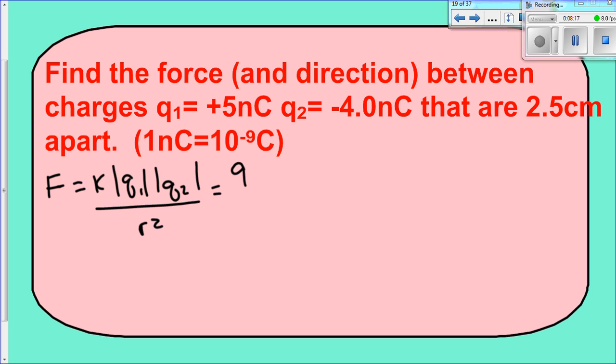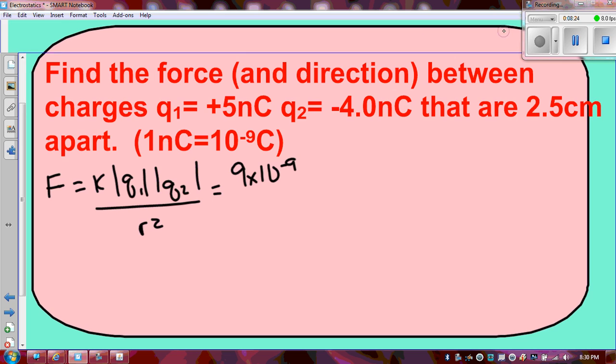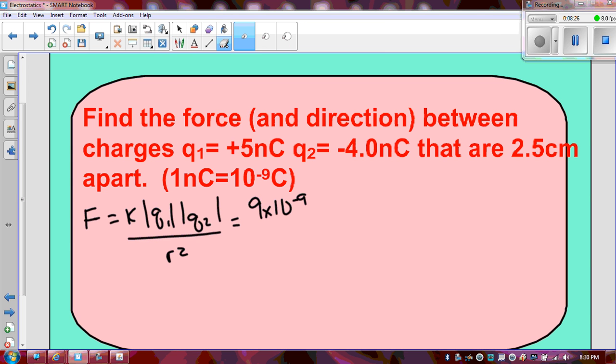My K constant is 9 times 10 to the 9th. Or excuse me, not negative 9th. That's my bad, I'm sorry. 9 times 10 to the 9th. Newtons meters squared per coulomb squared.